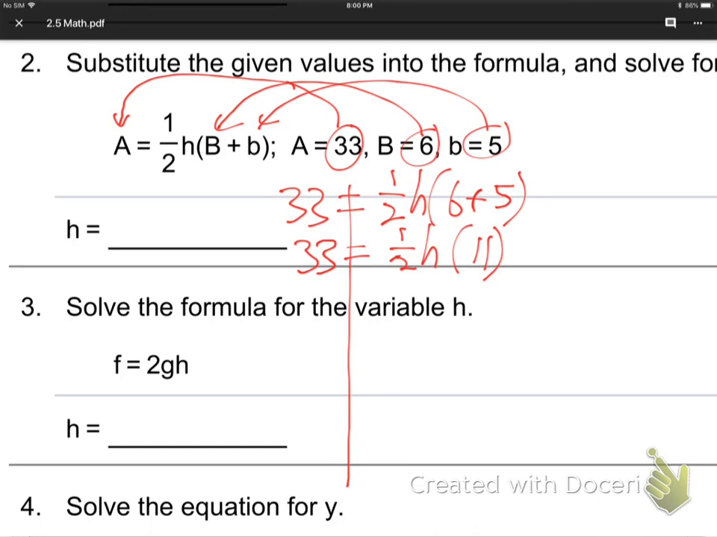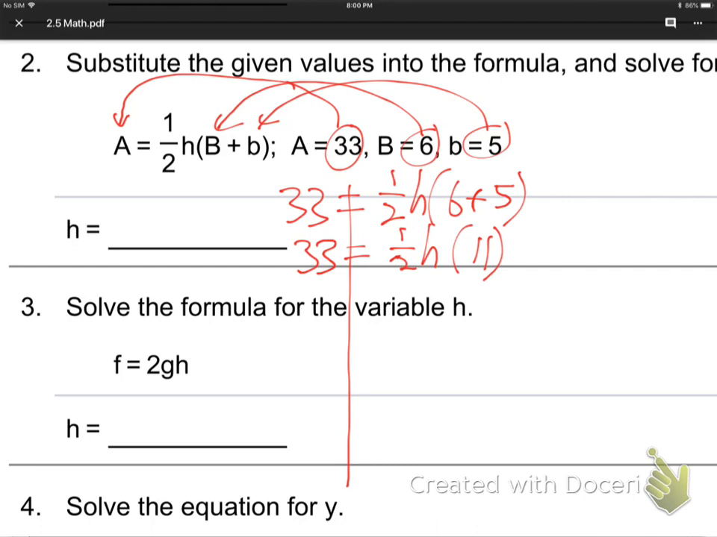So H is yelling out, he or she or whatever H is, wants to be alone. That means we're going to have to get rid of the half and the 11. You could do it in either order, it doesn't matter. Why don't we do the 11 first? How would we get rid of the 11? Because it's times, we divide, 33 divided by 11. Perfect.